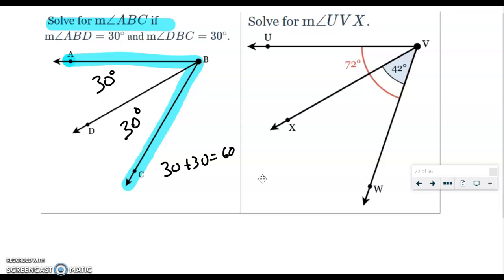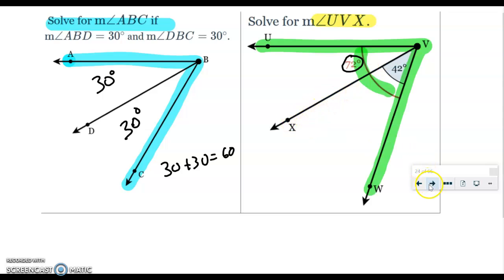All right. Next, let's try this one. We're going to solve for angle UVX. And notice they don't give you any of the words here. You're just going to take the picture diagram and go from there. So on this one, we're going to start off with UVX. That's the angle we're looking for. We're looking for UVX. So what do they tell us?